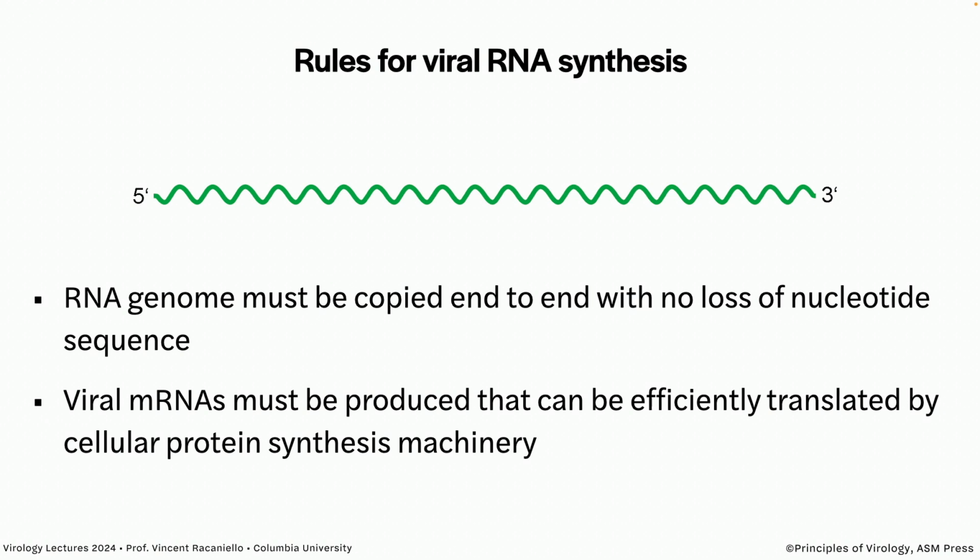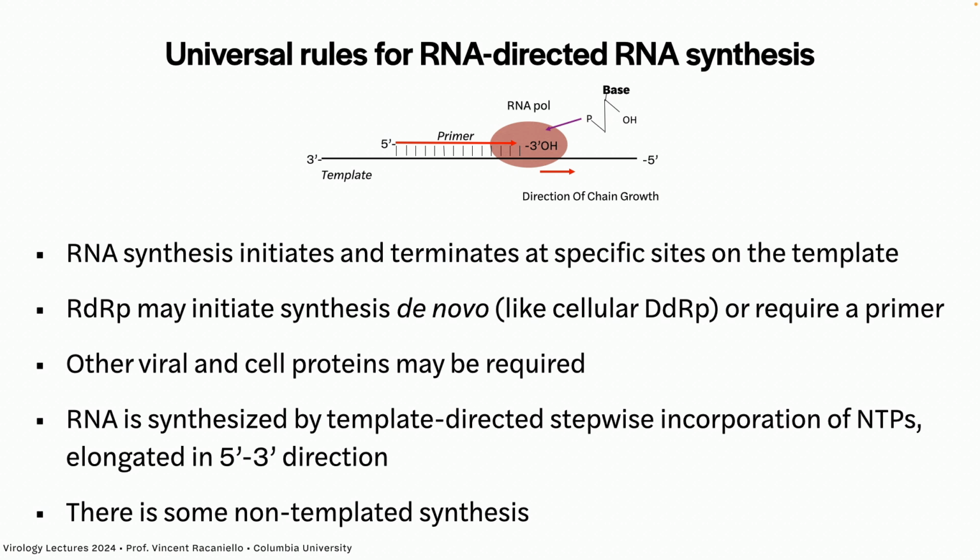First of all, the first rule is the RNA has to be copied from end to end. You can't lose any sequence whenever you copy it, right? Because then you will eventually not be able to make a virus if you lose the sequence. It's there for a purpose. And secondly, you have to make mRNAs that can be translated by the host cell. And we know this already from the Baltimore scheme, right? That the cellular translation machinery translates these mRNAs, so they have to be compatible with that. And there are a number of features that ensure that.